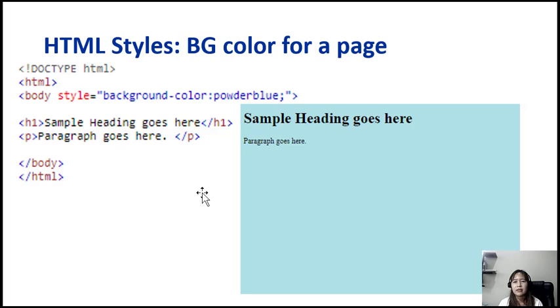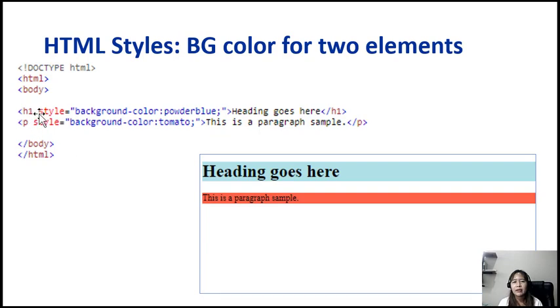Now, if, for instance, you only want to change the background color of a specific paragraph or element in your page and not the entire page, you can actually specify that in your heading and your paragraph elements. So here you have style, background-color, colon, powder blue, and then background-color, colon, tomato. So that explains why you now have a different color for the heading and a different color for your paragraph. So once again, please take note of this code: style, then background-color, followed by a colon, and then the color that you want to use for that particular part of your document or website.